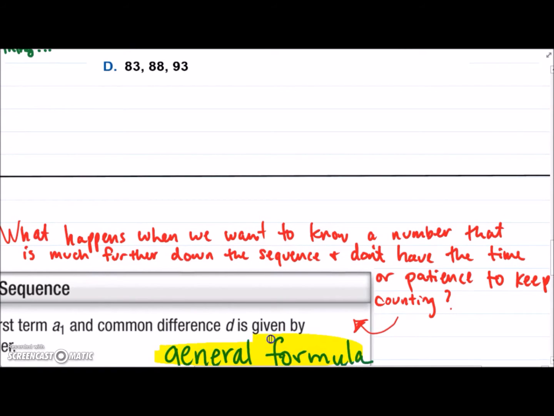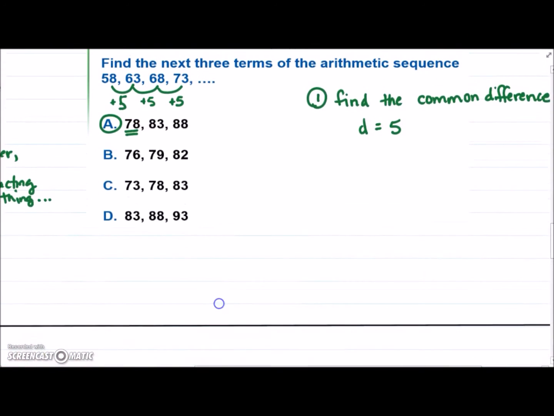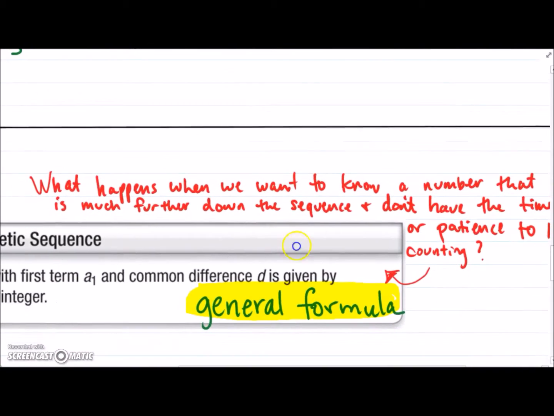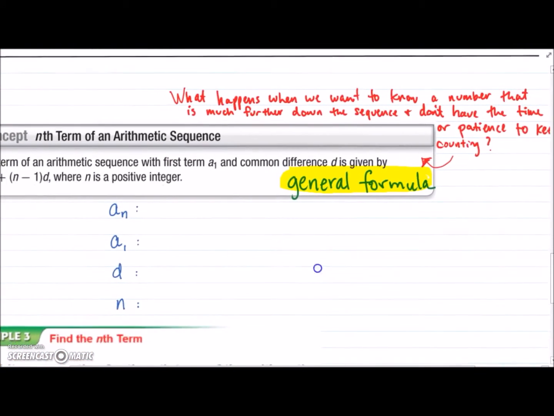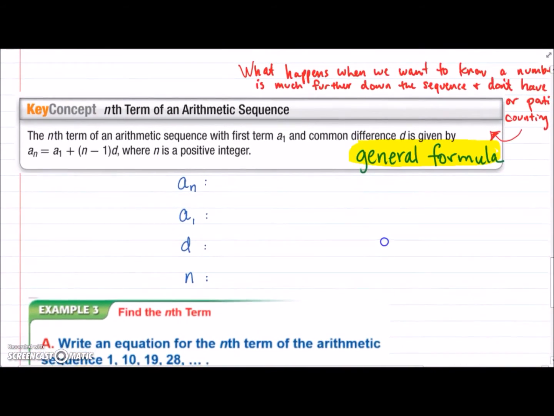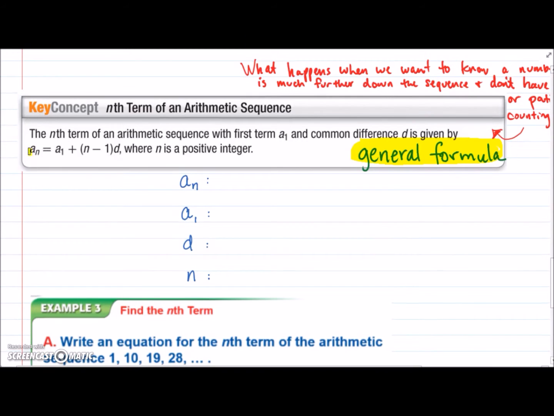And that's what I'm getting ready to give you, a general formula. What if we wanted the 50th term up here? Well, we don't want to have to keep listing out until we get to 50, right? That would take too long. So there's actually a general formula that we're going to learn how to use. It looks complicated, but it's really not. So you're going to have to know that.